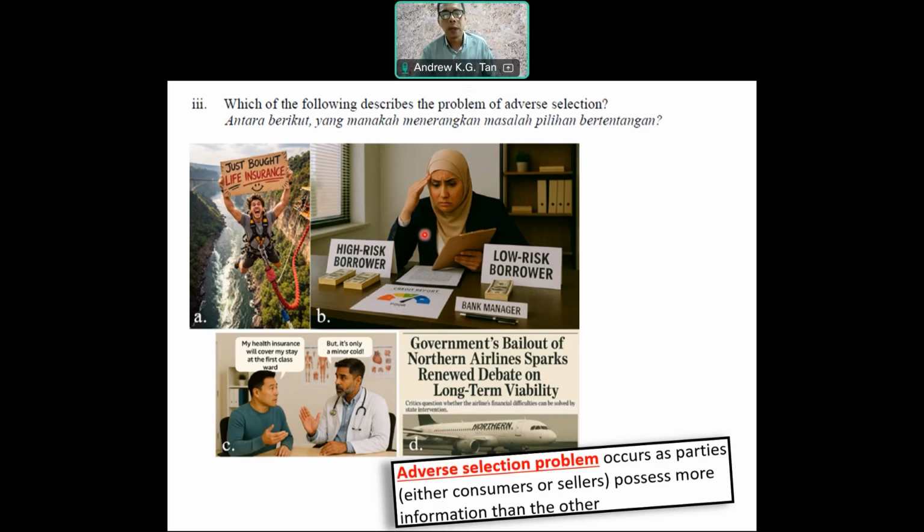B is a situation whereby this individual, maybe a banker, bank manager, does not know how to distinguish between a high-risk borrower and a low-risk borrower, has difficulty distinguishing between high risk or low risk borrower. So this is an adverse selection problem because consumers or borrowers possess more information about their own finances compared to the banker. So the answer here is B.